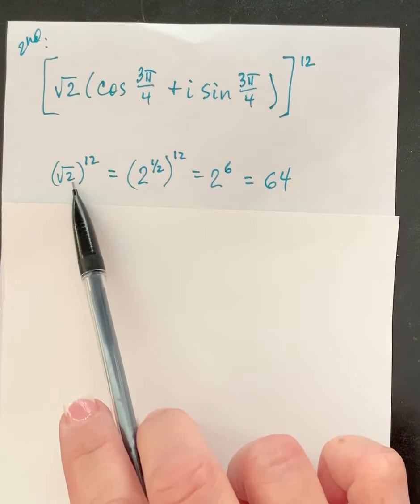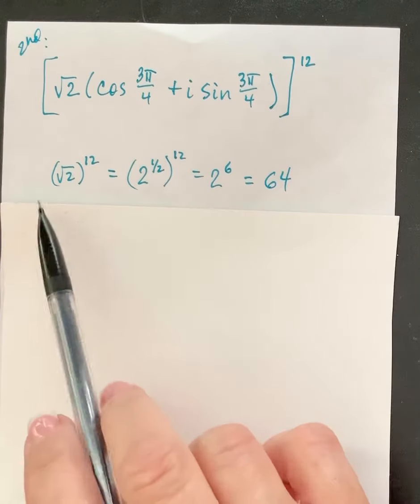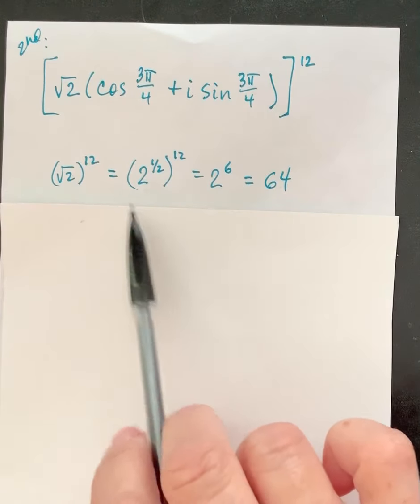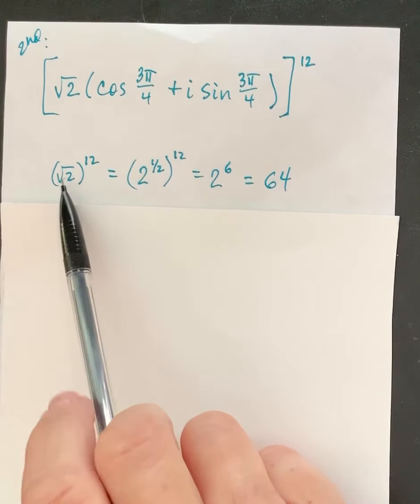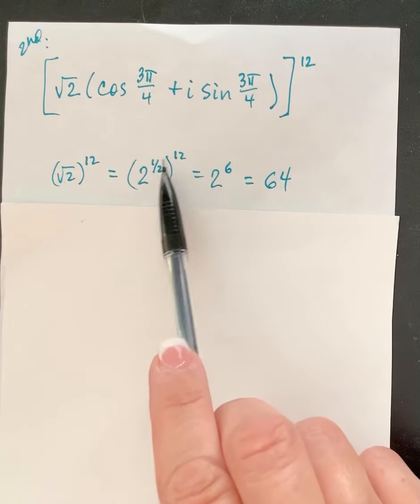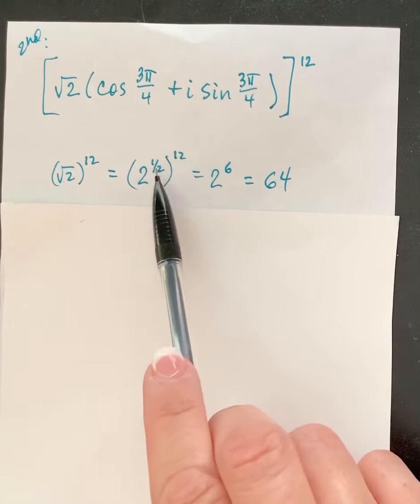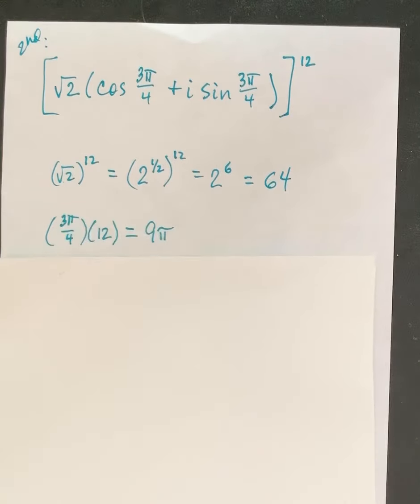You could do this on the calculator because it does work out to be a nice number, but be careful. Sometimes the calculator might give you a decimal when there's actually a more exact value. So you could take the square root of 2 and write it as 2 to the 1/2. And that way you could work with the exponents and be a little more precise. So 1/2 times 12 gives you 6, and 2 to the 6 is where I got 64.